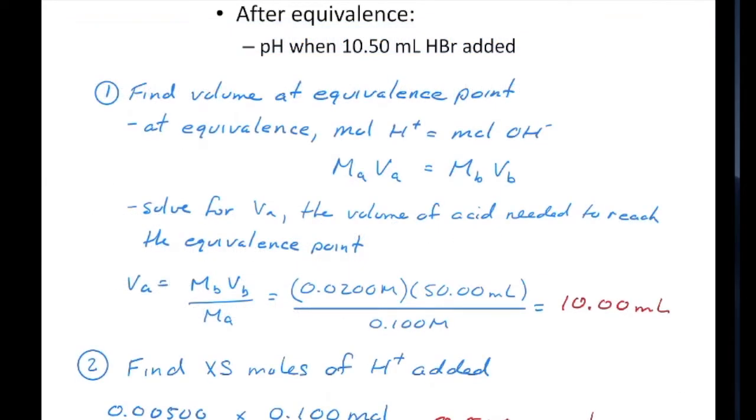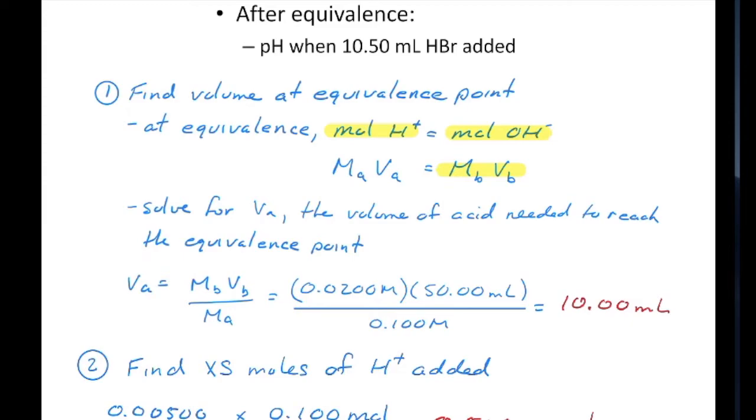So the first thing we have to do is find the volume at the equivalence point, because we need to know how much excess HBr has been added beyond the equivalence point. At the equivalence point, the moles of OH- that were present initially have to be the same as the moles of H+ that were added to the solution. To figure out moles of OH-, we have the concentration of OH- and the initial volume of OH-, so that can give us the moles.